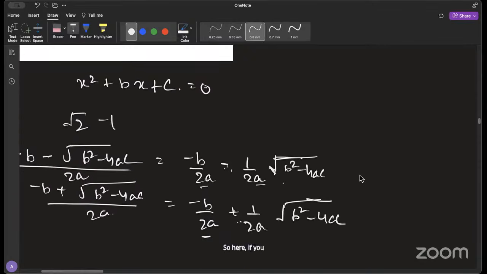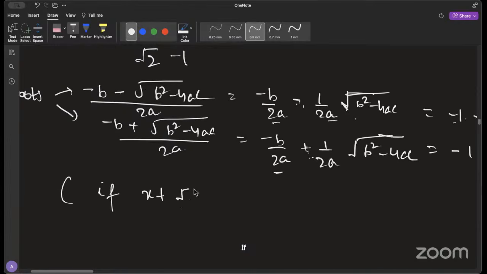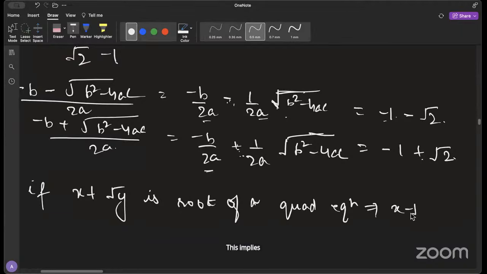So here, if you've been given that one of the roots is minus 1 plus root 2, then the other root should be, because this one is more comparable, if this is given to be minus 1 plus root 2, that means here you have a positive sign. Everything else remains as is. So this should be negative. So the other root should be minus 1 minus root 2. Or in simple words, if x plus root y is a root of a quadratic equation, this implies x minus root y is also a root.